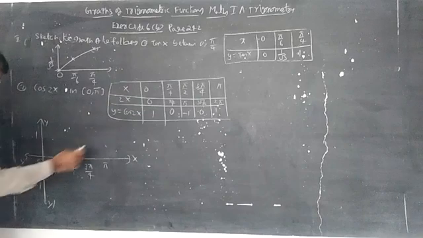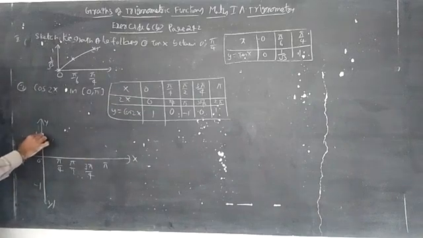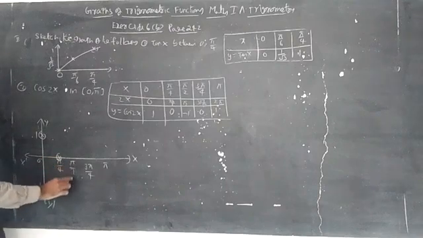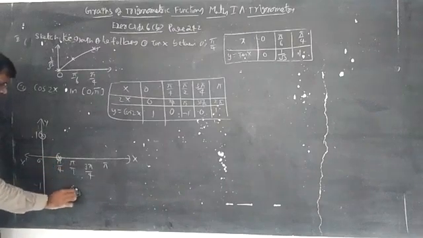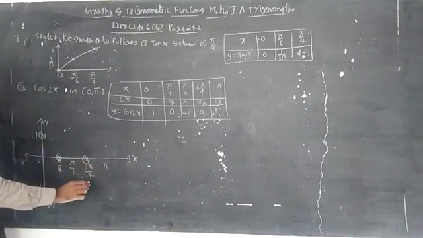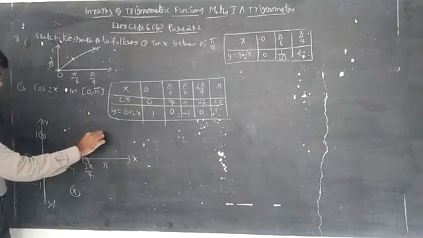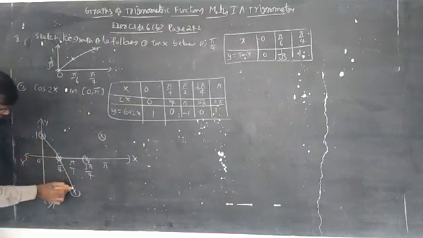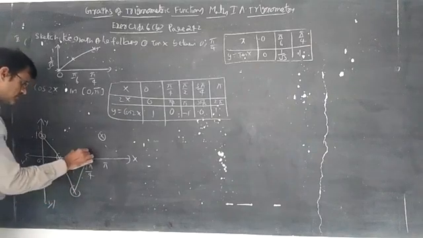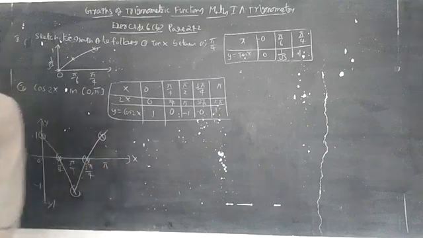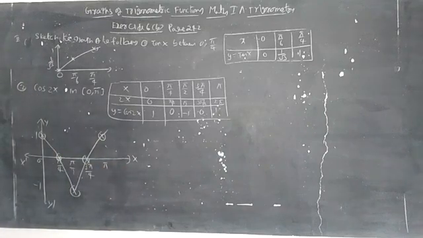For 0 we got 1, put a point here at 1. For pi by 4 we got 0, put 0 here. For pi by 2 we got minus 1, put it here. For 3 pi by 4 we got 0. For pi we got 1, like this. It is decreasing and increasing. Draw it freehand like this. That's all. This is the graph of cos 2x in the given interval 0, pi.